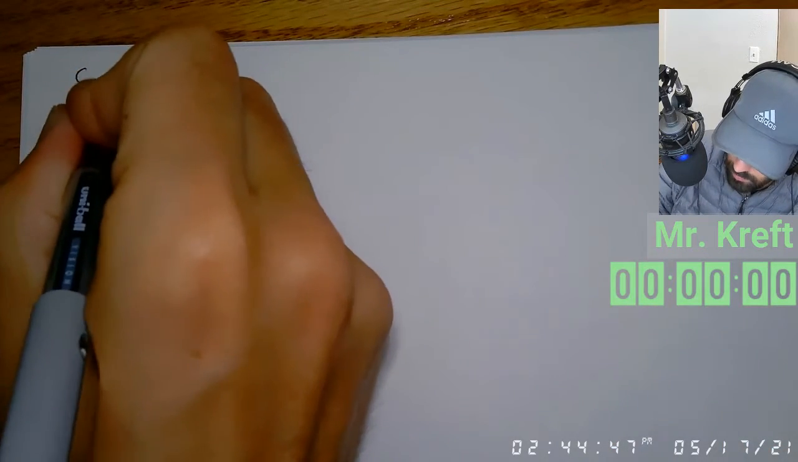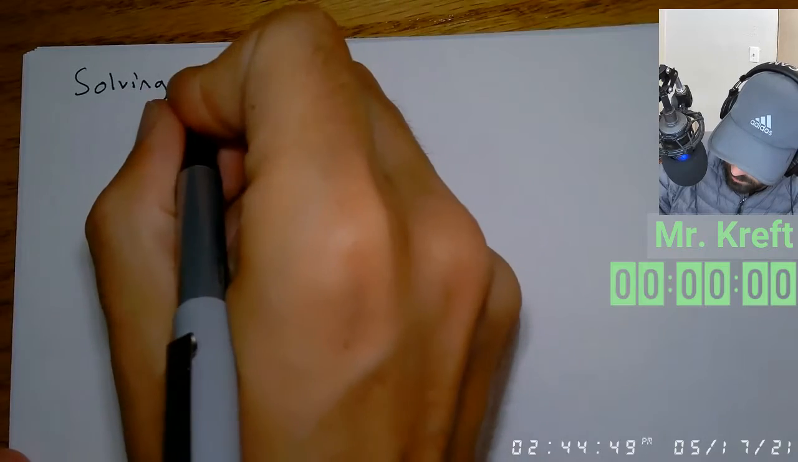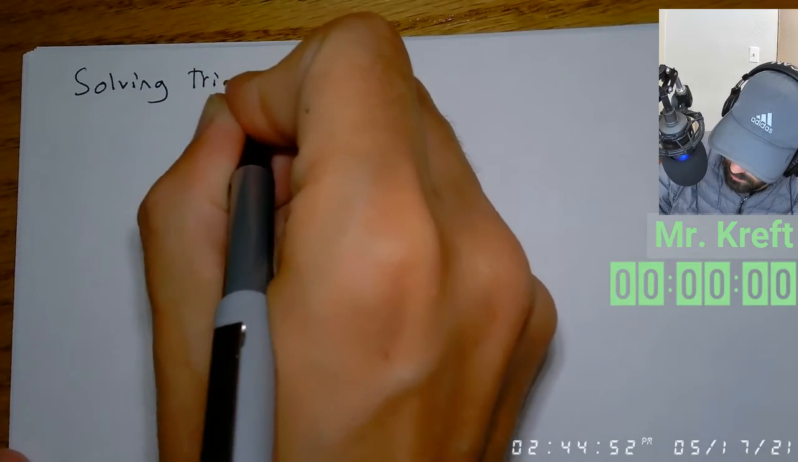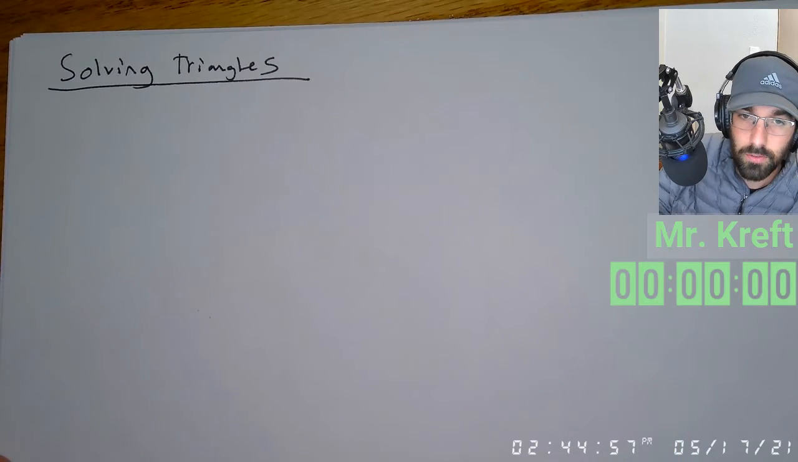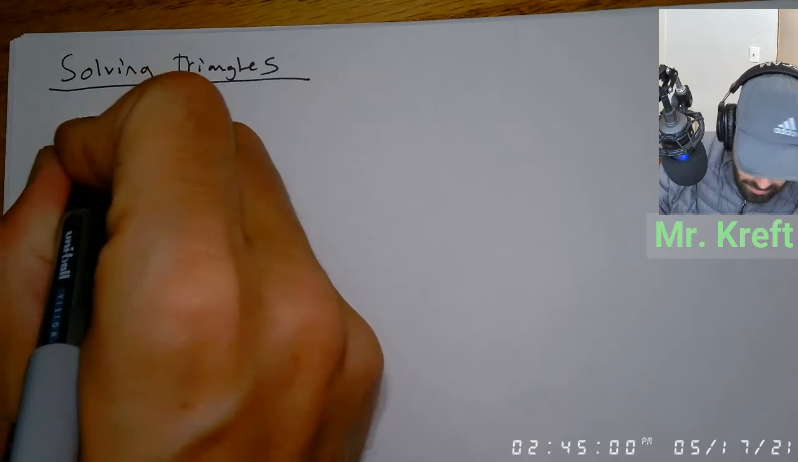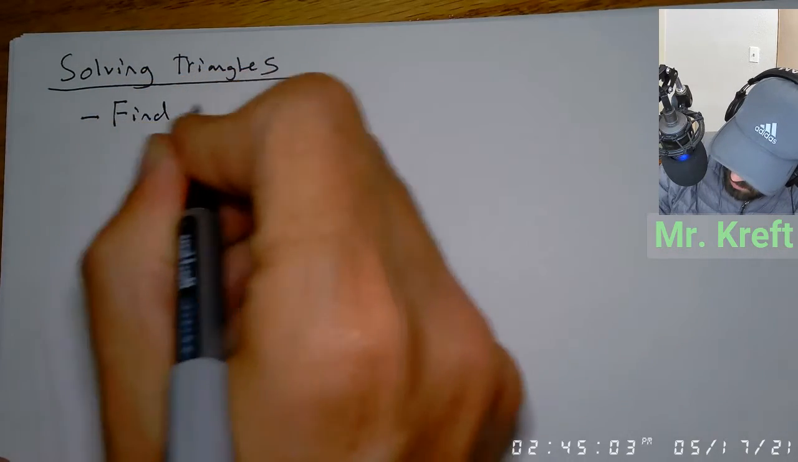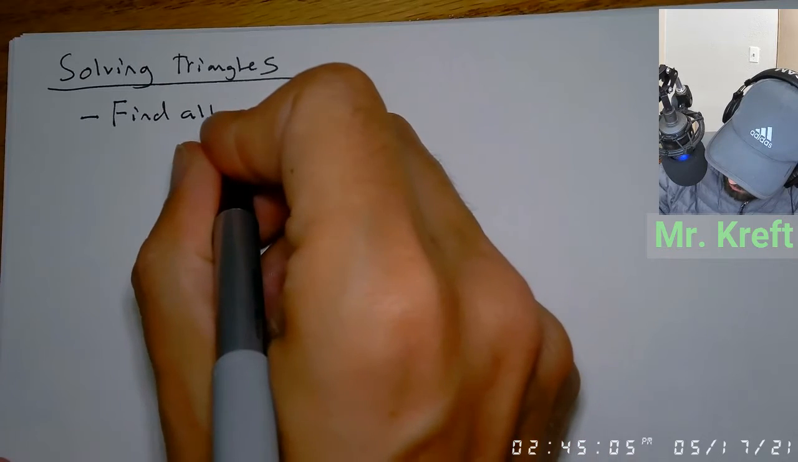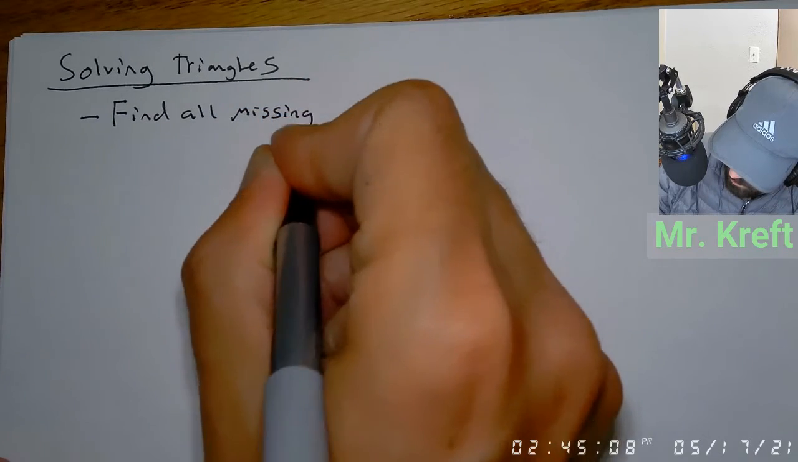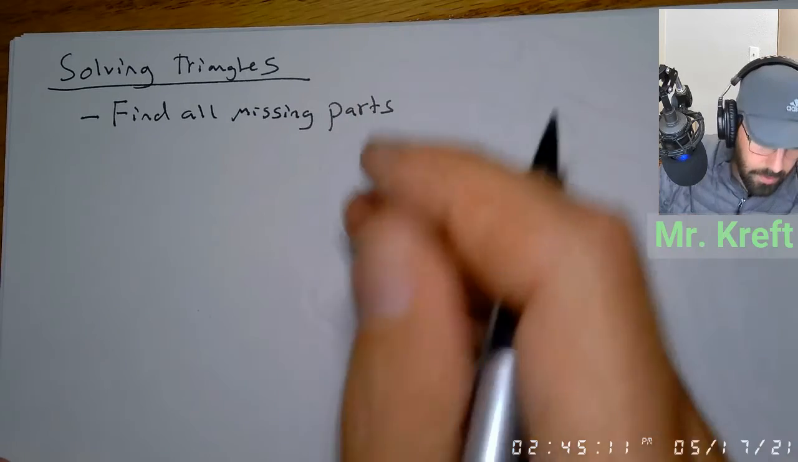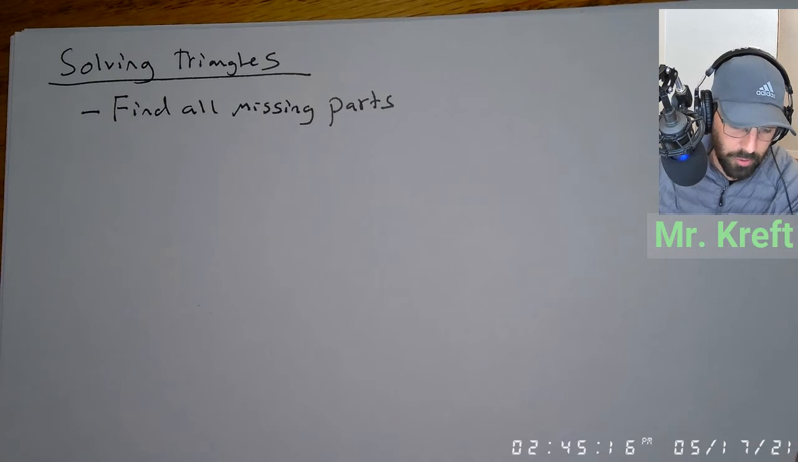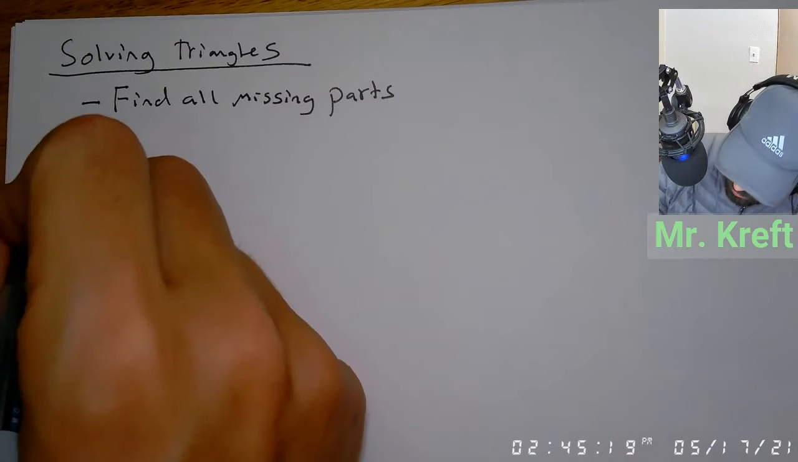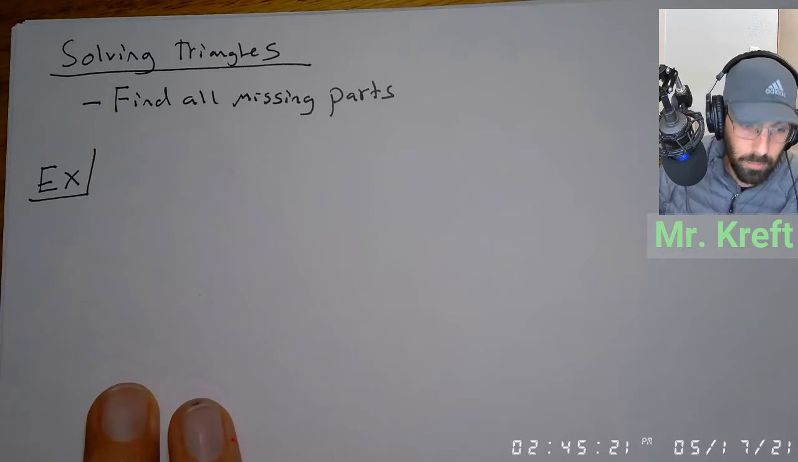Let's see if we can get a little space here, guys. All right, so we're going to be solving triangles. Okay, so how do we solve triangles? Well, solving triangles means we're going to find all missing parts. We're going to find all the missing parts. I'm going to do one example with you, and hopefully we have time for you guys to try one on your own. Okay, so let's take a look at our first example of this.